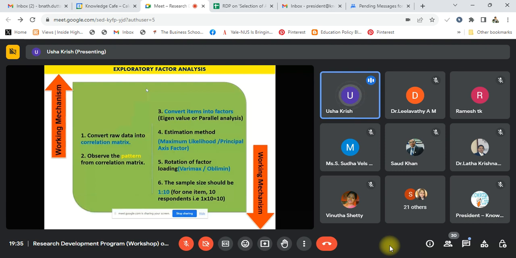Again, the sample size should be 1:10 for doing EFA. That is, for one question, there should be 10 respondents. That means the total number of respondents will be 1 into 10, that is 10. If the number of questions included in the study is 20, then the total number of respondents will be 10 into 20, that is 200. This is the sample size we keep in mind to do the EFA calculation.